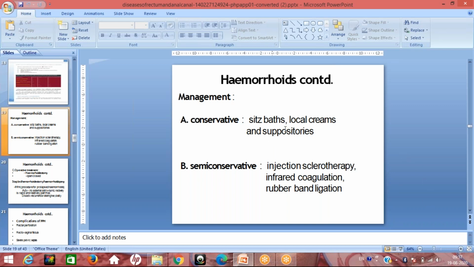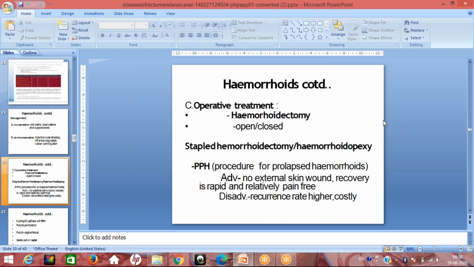And then there are local creams and suppositories. These local creams are coupled with some vasoconstricting substances which cut off the blood and can decrease the amount of bleeding in case of hemorrhoids. Hemorrhoids can cause painless lower GI bleed. The semi-conservative methods include, as we already discussed, injection sclerotherapy and rubber band ligation. The suppositories, like Dulcolax suppositories, are to prevent chronic constipation and allow passage of normal stool.